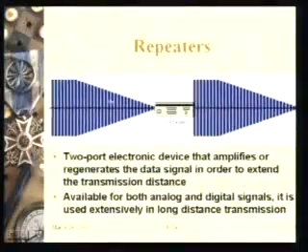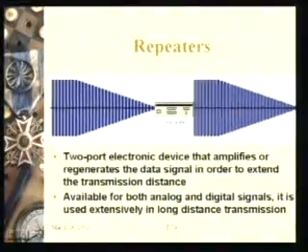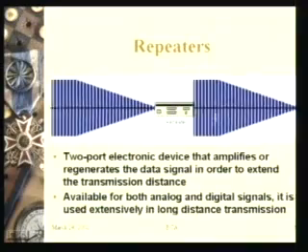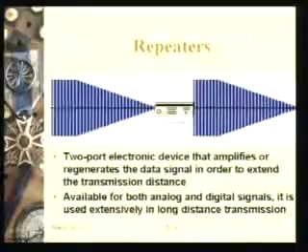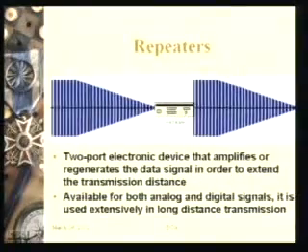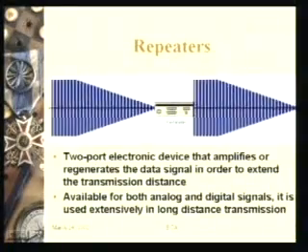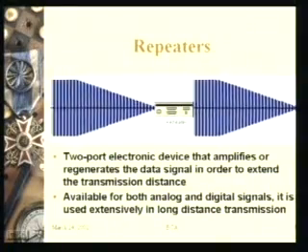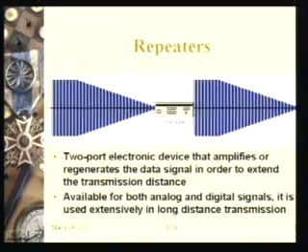The second thing is the repeater, which basically amplifies the information. When the information is getting tapered off, it gets re-amplified and passed further. It is a 2-port electronic device that amplifies or regenerates the data signal in order to extend the transmission distance. Available for both analog and digital signals, it is used extensively in long distance communication. So the repeater is another kind of device which is used.